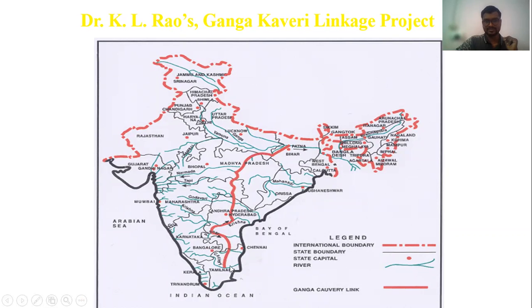Here, this is the belt which shows the linking of the Ganga and Kaveri. Here we are talking about this. This indicates the international boundaries outside. We are not interested in that. This is the Ganga Kaveri link that is shown by the continuous line. This one.